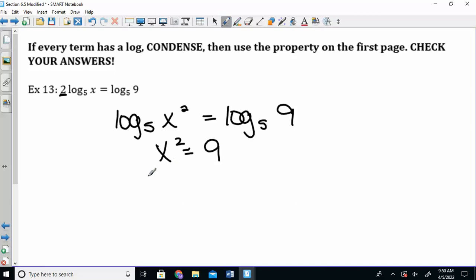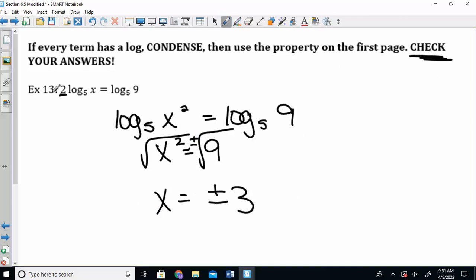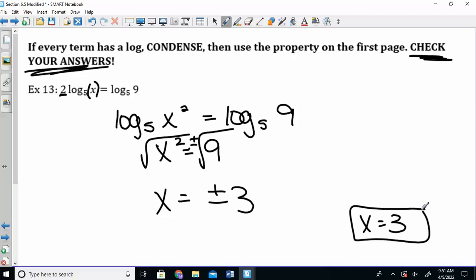How do you get rid of a square? Square root. And with that we need plus or minus. Yeah, x equals plus or minus 3. But when we have problems with logs, we always have to check our answers. Because when you're dealing with logs, the argument has to be positive. So when I put in my x, it has to be a positive number. So can I use both of these? No, we can't do the negative 3. So x equals 3 is our final answer.